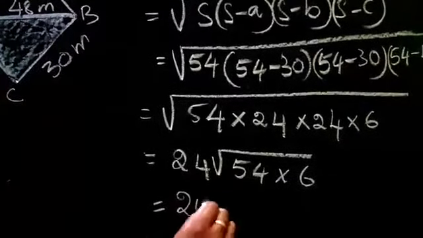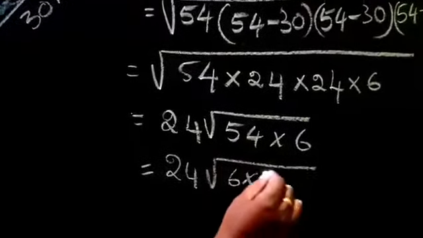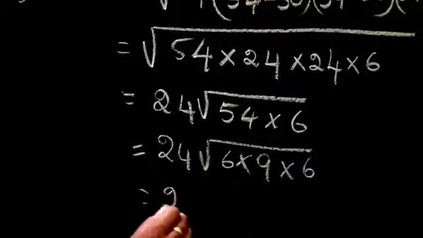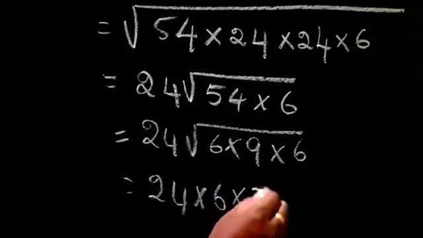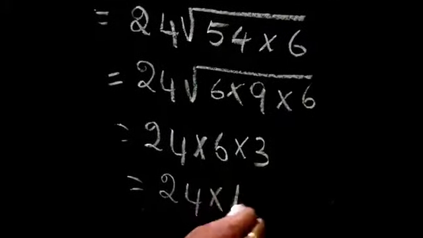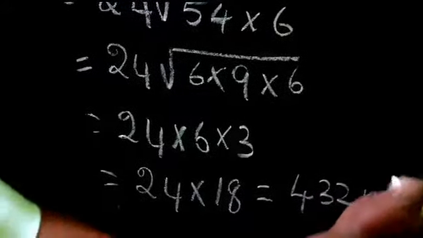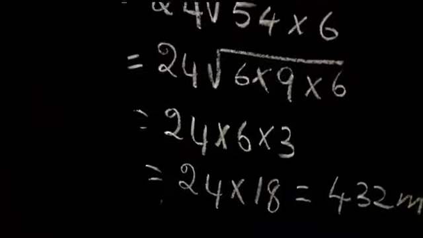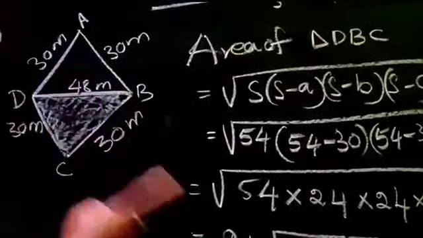Now 24, and 54 will come in the 6th table: 6 9s are 54, here 6. Two times we have 6, so we can take one time out. Here the square root of 9 is 3. Now we multiply 24 into 6 3s are 18, and we will get 432 meters square. This is for one triangle. For two triangles, we have to multiply by 2. Otherwise, we can add two times.